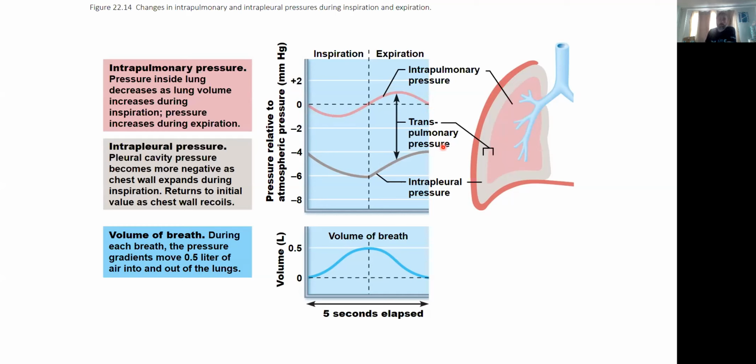Importantly, with the intrapleural pressure, this pressure in here, it is always, always, always less than the intrapulmonary pressure. This line never crosses this line. When this line crosses this line, we have atelectasis, and that's bad.